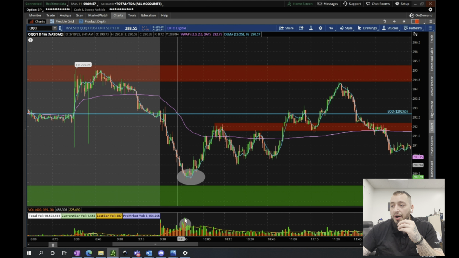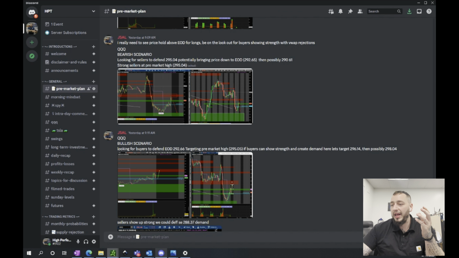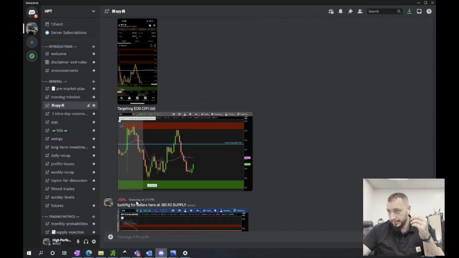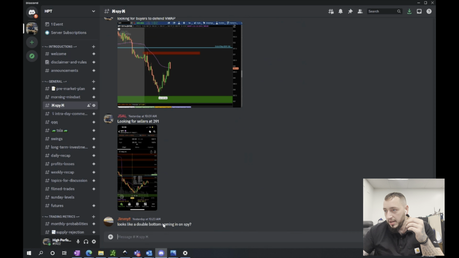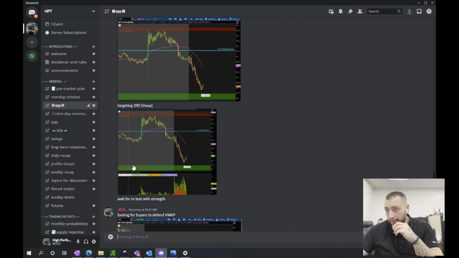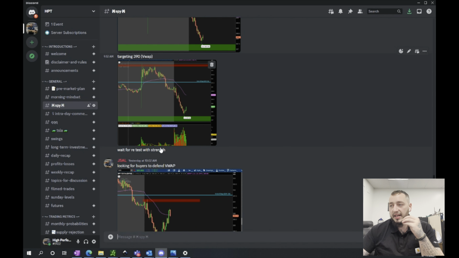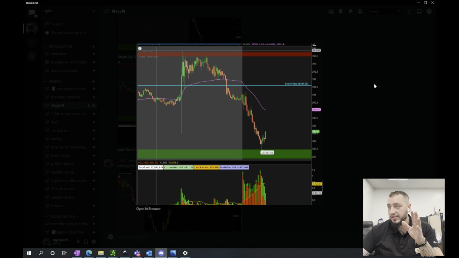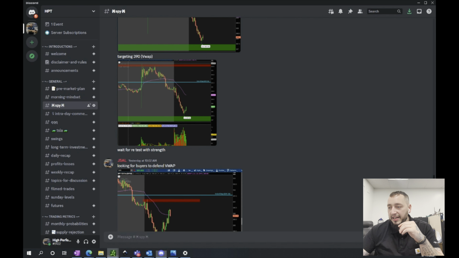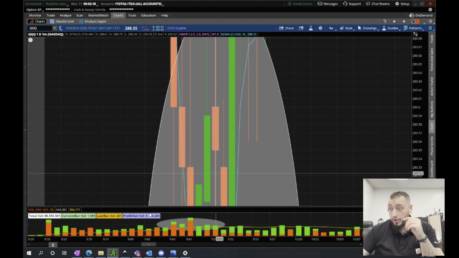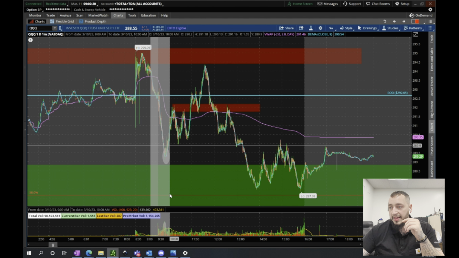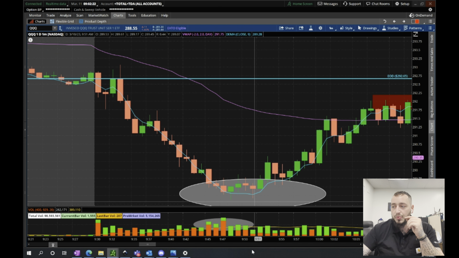So price comes down right into this area. And we also called it out in the Discord, let me see, where did we call it out? So you can see right here, I'm targeting VWAP, wait for retest with strength. That's what I would call it out. Here's the signal, that's what I'm looking for. And you can see here, you get this retest with strength.